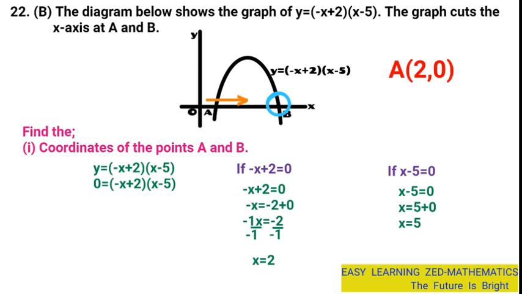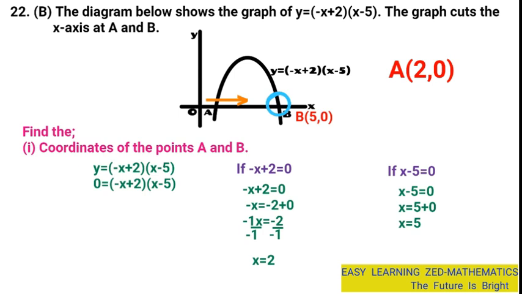Now we have already decided that since A comes before B, the bigger number will be for B. So the x at point B will be 5. Now we already said the value of y where the graph met the x-axis is 0, which means it is going to be (5, 0).